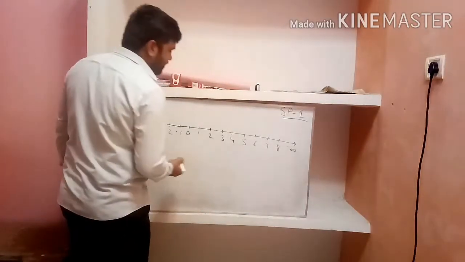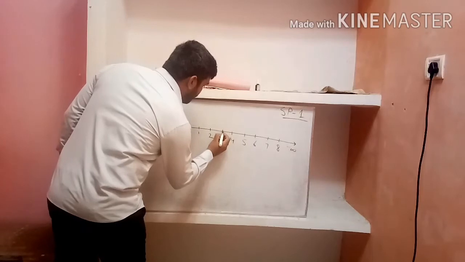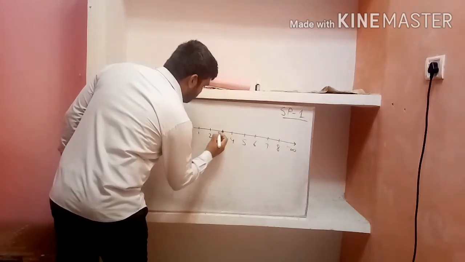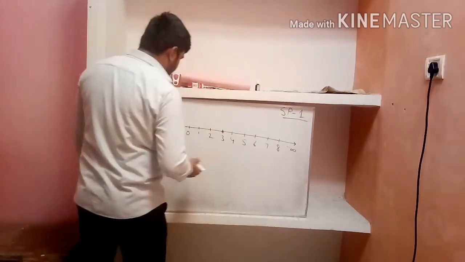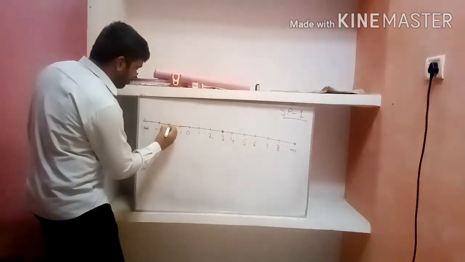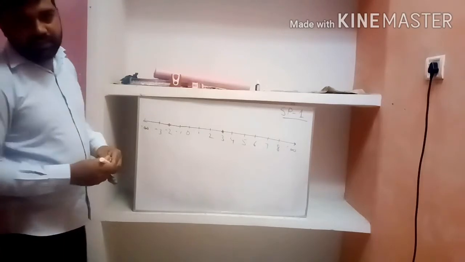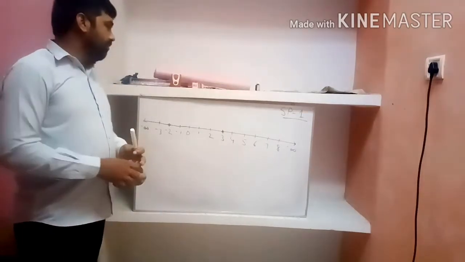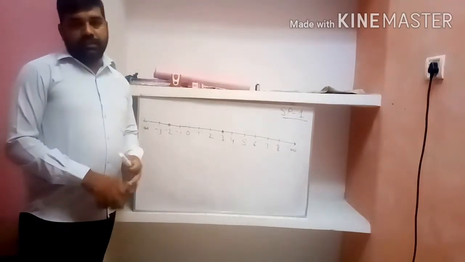How do you represent plus 3 on the number line? Put a dot. This is 3. How do you represent minus 2 on the number line? Put a solid dot at the place of minus 2. This is the graphical representation of the integers on the number line.